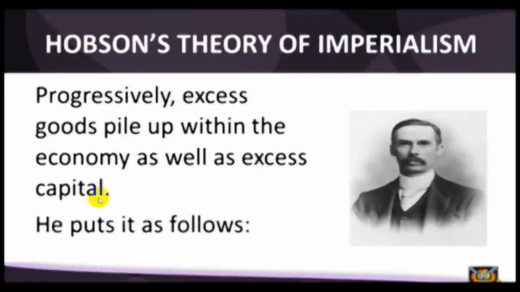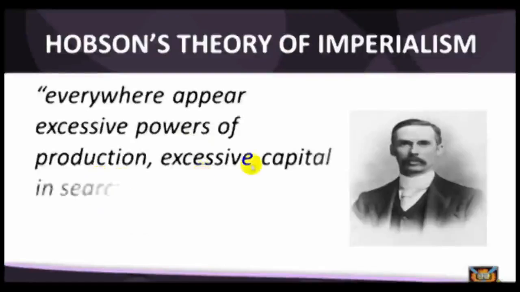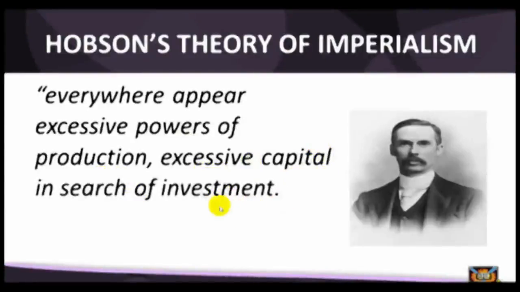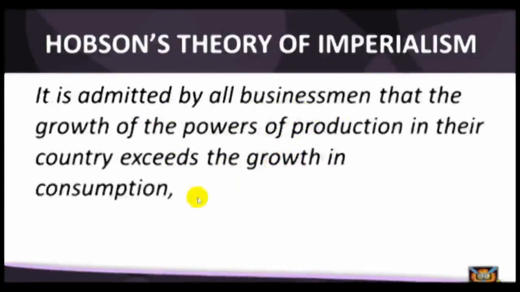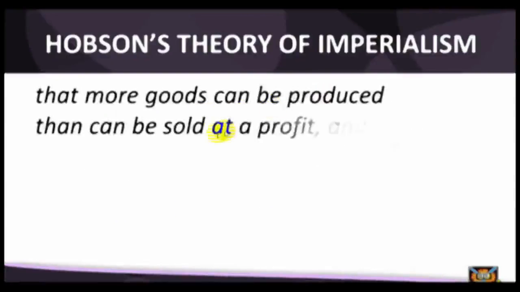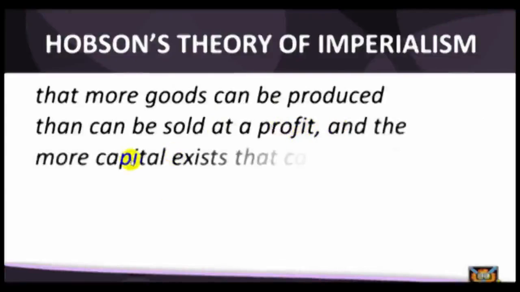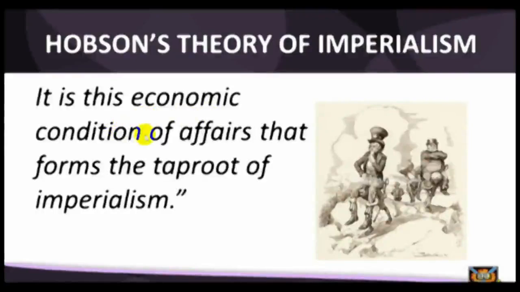He puts this as follows, and I quote, "Everywhere appears excessive powers of production, excessive capital in search of investment. It is admitted by all businessmen that the growth of power and production in the country exceeds the growth in consumption, that more goods can be produced than can be sold at a profit, and that more capital exists than can find remunerative investments. It is this economic condition of affairs that forms the taproot of imperialism."